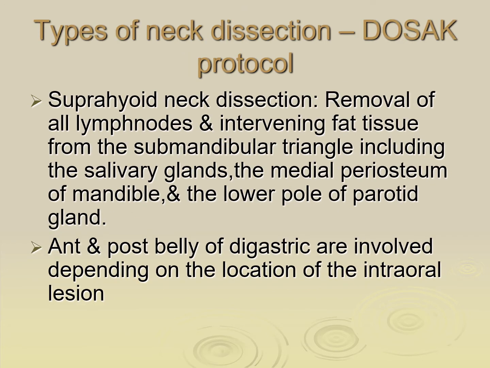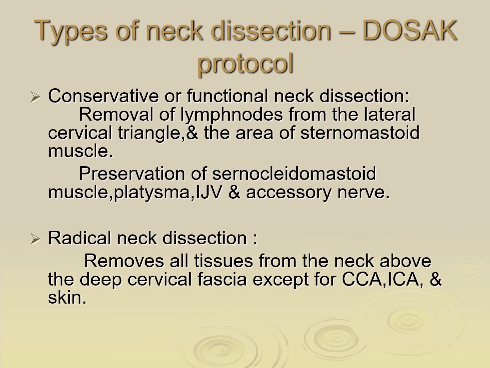For the types of neck dissection in the DOSAK protocol, supraomohyoid neck dissection removes the lymph nodes and intervening fat tissue from the submandibular triangle, including the salivary glands, the lower border of the mandible, and the lower part of the parotid gland. The anterior and posterior bellies of the digastric are involved depending on the location of the intraoral lesion.